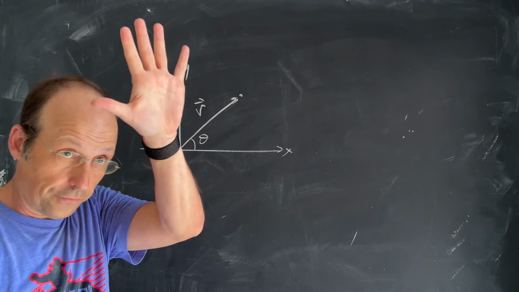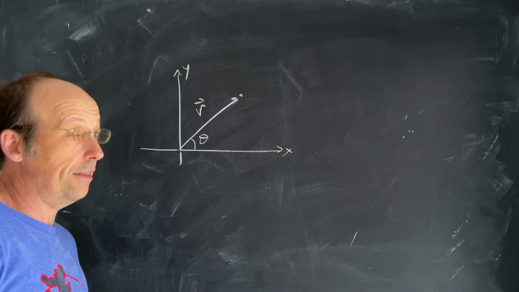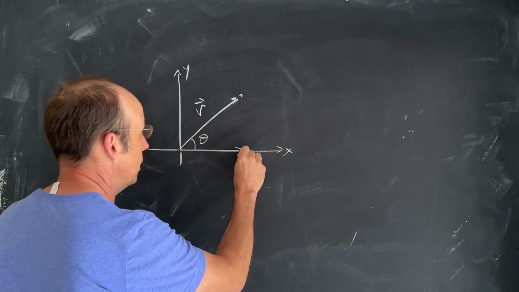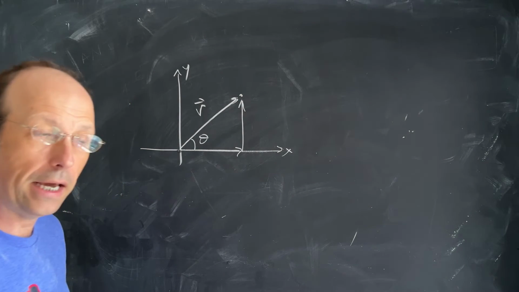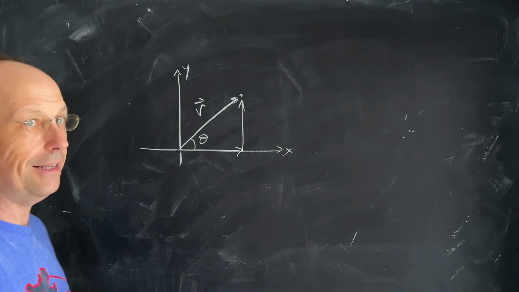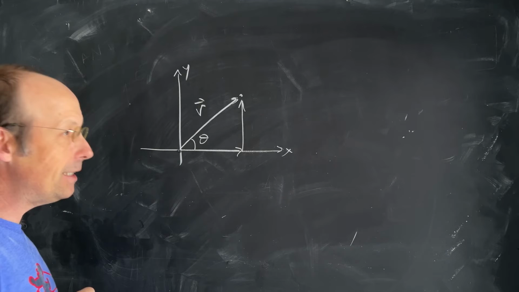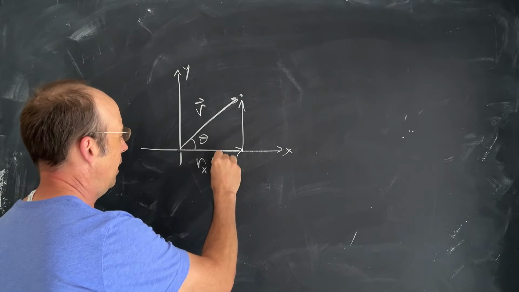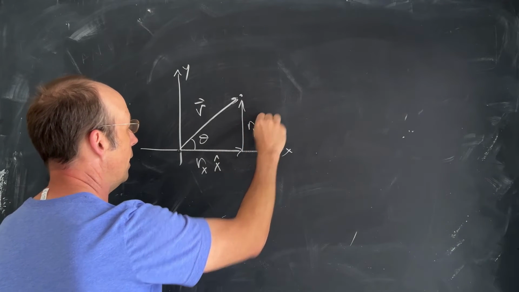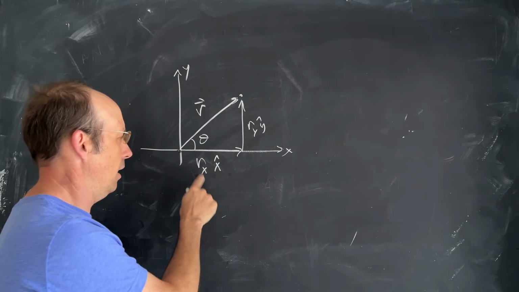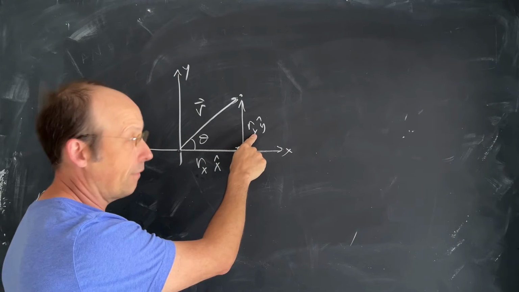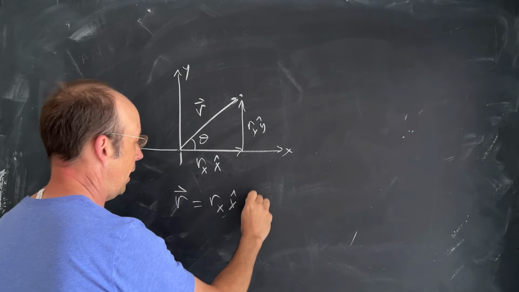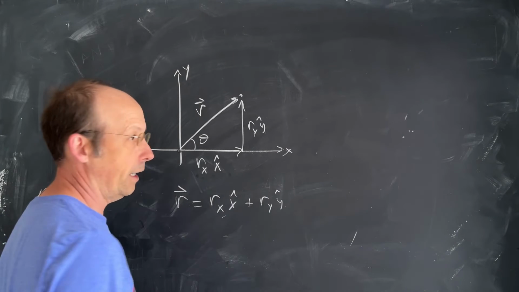I'm reviewing here, not the full details, okay? We can represent this vector as a sum of a vector in the x direction plus a vector in the y direction. Why do we want to do that? Well, if you break a vector into these x and y components, it's easier to add them. So we'll call this r_x x hat, r_y y hat. The x hat just means in the x direction, and r_x is a scalar value. r_y is a scalar value, and that's in the y direction. So I can write r as r_x x hat plus r_y y hat.